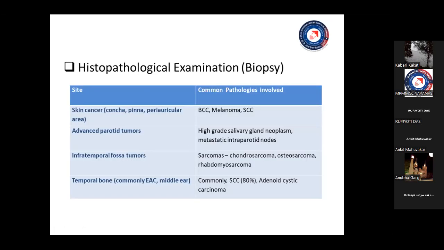So coming to the biopsy, after the evaluation and the imaging comes the biopsy. The tumors can arise from the temporal bone primarily, in which case the most common histology, as discussed already, is squamous cell carcinoma or adenoid cystic carcinoma. It can also come from the surrounding skin. Then the histology might be basal cell carcinoma, or melanoma, from the parotid, like high-grade salivary gland neoplasms. ITF tumors like sarcomas, etc., can also present with a temporal bone mass.